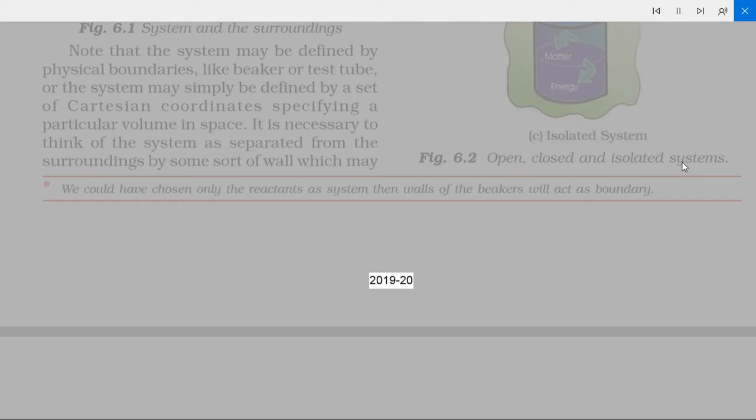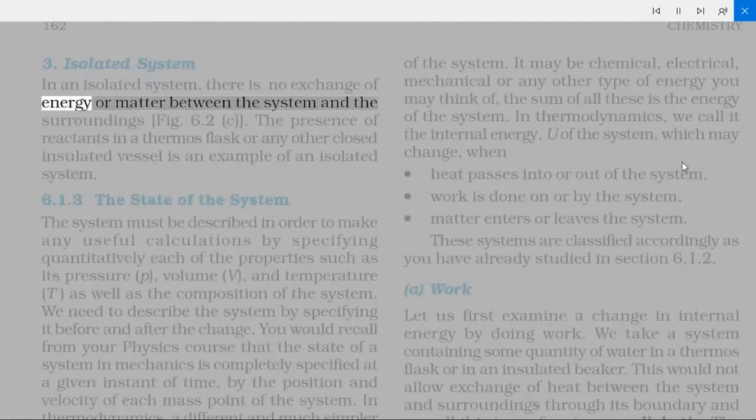Isolated system. In an isolated system, there is no exchange of energy or matter between the system and the surroundings. Fig 6.2(c). The presence of reactants in a thermos flask or any other closed insulated vessel is an example of an isolated system.